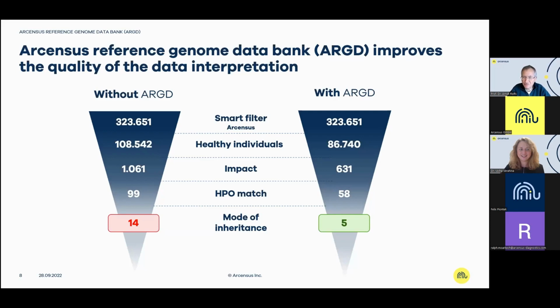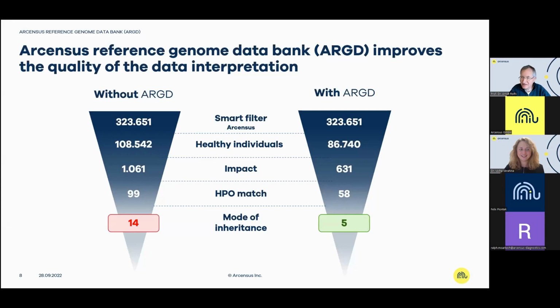So with the reference genome on the left side, once you have done the filtering and taking the healthy individuals as a parameter, you end up with more than 100,000 variants, on the right side 86,000. Next step, checking for the biological implication and impact: more than 1,000 on the left side, 600 on the right side. Matching it with the received clinical information, HPOs, human phenotype ontology: 99 on the left side, 58 on the right side. And last but not least, at the end of the entire process with the bioinformatic pipeline, you have 14 variants on the left side that might explain the disease of the patient. And now the clinicians, the geneticists, and the molecular biologists have to sit together and decide which one is best explaining the phenotype of the patient.